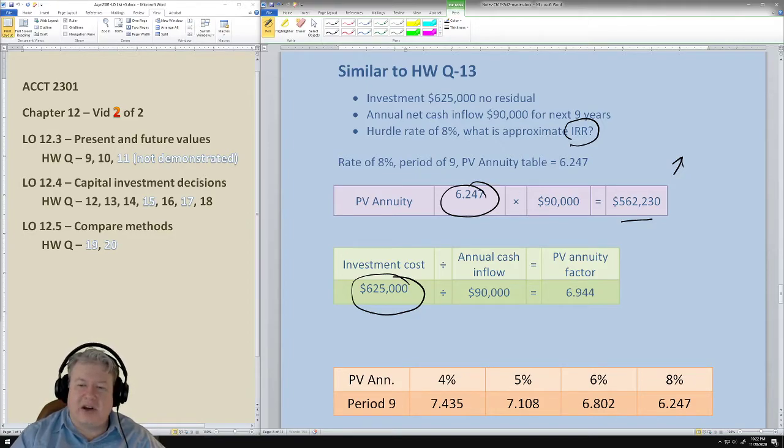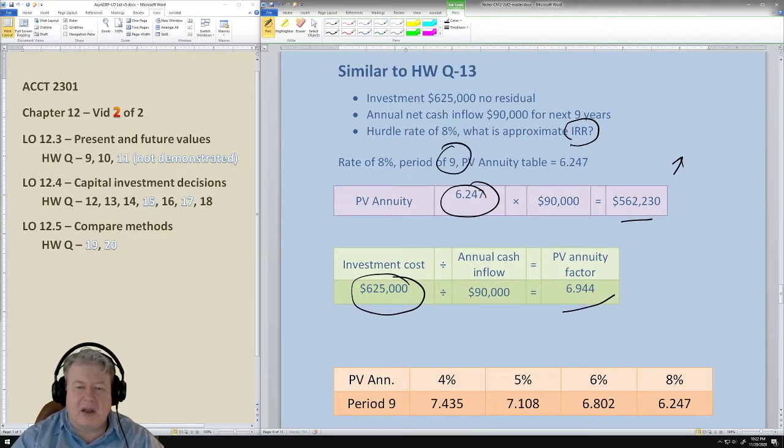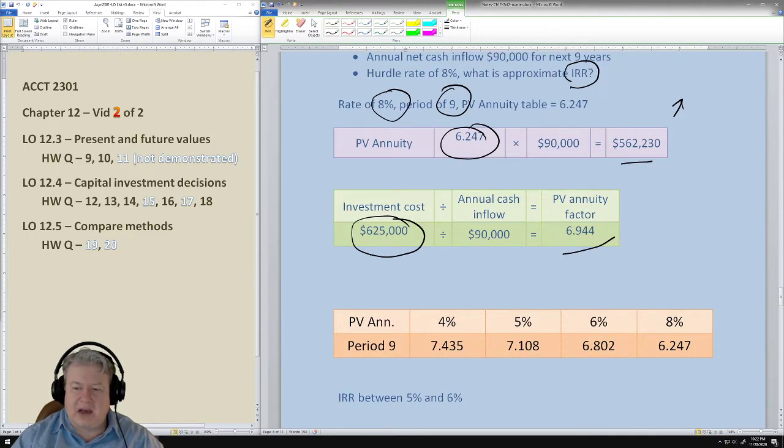We got our factor ends up being this number, and it gives us 562. What is the number we need to get 625? So we back figure it and say, well, this would be the factor that we would need to get. Well, where does that fall on the table? Well, we can't get away from 9. This is 9 years. But what we're saying is maybe 8% is too high a rate. It's too high a hurdle rate. So where along, and I've put here, so you can see here's the 6.247 that we actually generated.